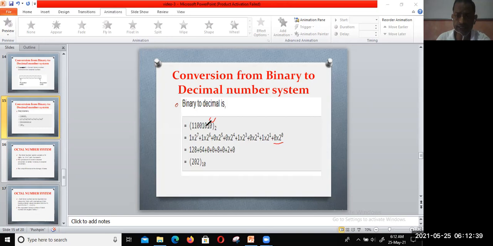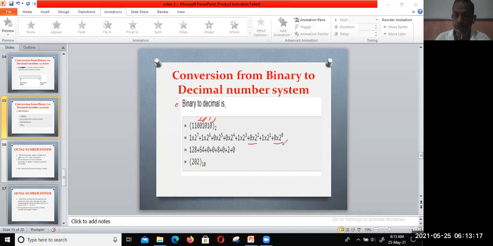Then move to the third digit, that is 0 into 2 square. Next, the fourth digit, again 1, so 1 multiply by 2 cube. Move to the next digit, fifth, that is 0 into 2 to the power 4, plus again 0 in the sixth position, 0 into 2 to the power 5, plus 1 into 2 to the power 6, plus 1 into 2 to the power 7. First write down this form.